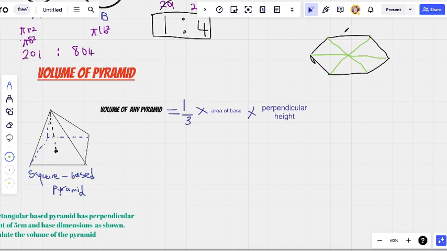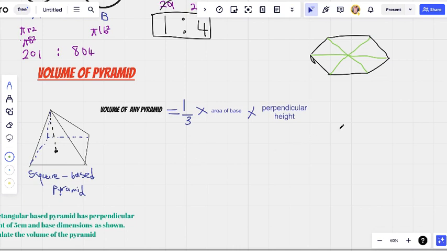So we need to know the length from here to here and the height. We only need to know this base and the height from here to here. That's it. Once we know these 2 values, we'll be able to calculate the area of one triangle, multiply the answer by 6. Then we get the area of the base of the hexagonal pyramid.